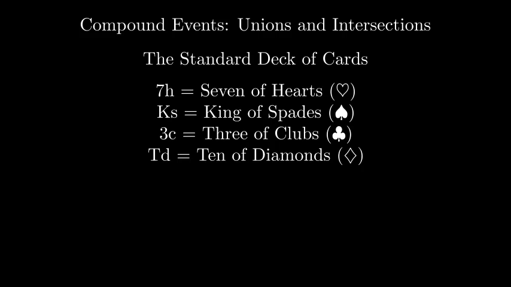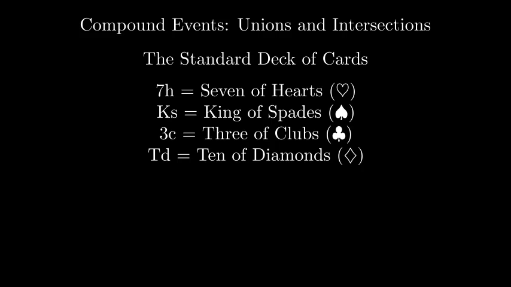First, let's establish a clear notation for the cards. We'll use a two-character code. The first character represents the value, and the second represents the suit. For example, 7H stands for the 7 of hearts. KS is the king of spades. 3C is the 3 of clubs. And for the 10, we'll use the letter T, so TD is the 10 of diamonds. Using T instead of 10 ensures every card is identified by exactly two characters.